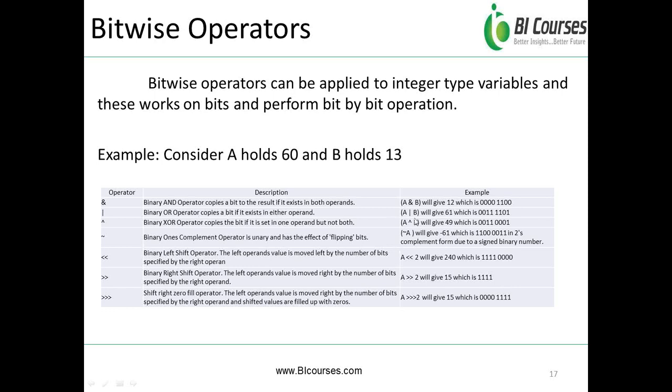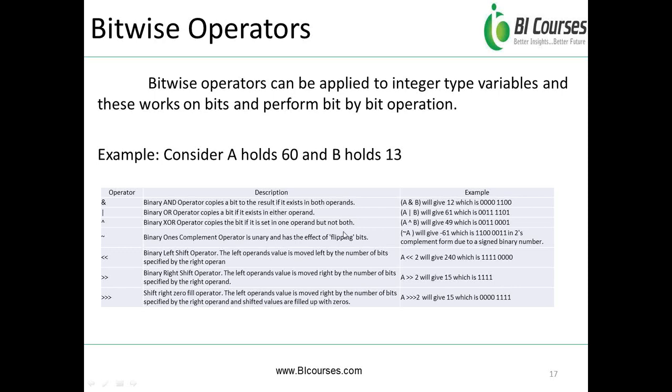Binary OR operator, a OR with a single pipe symbol, will give 61. Binary XOR operator gives 49. Binary OR means if it is 1 or 0, then it will always return 1. Binary XOR operator copies the bit if it is set in one operand but not both. And binary ones complement means if it is 1, then its complement is 0. If it is 0, then its complement is 1.